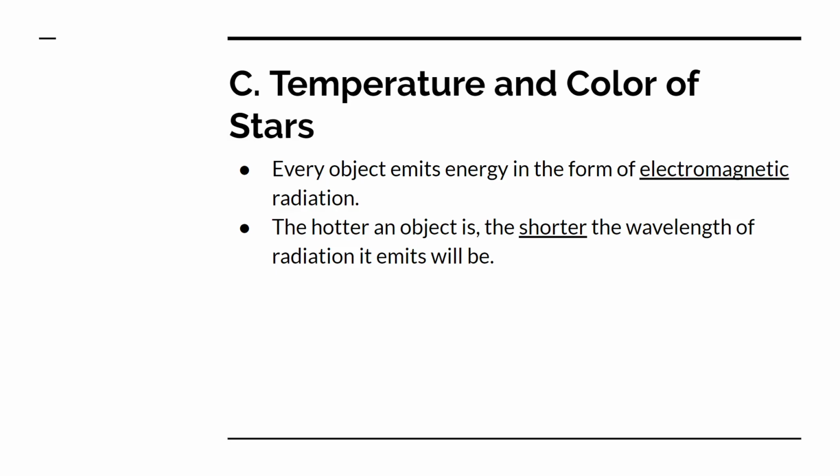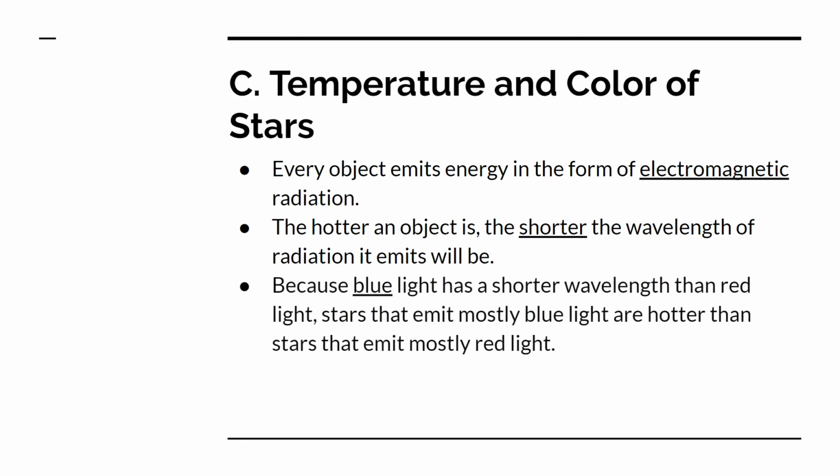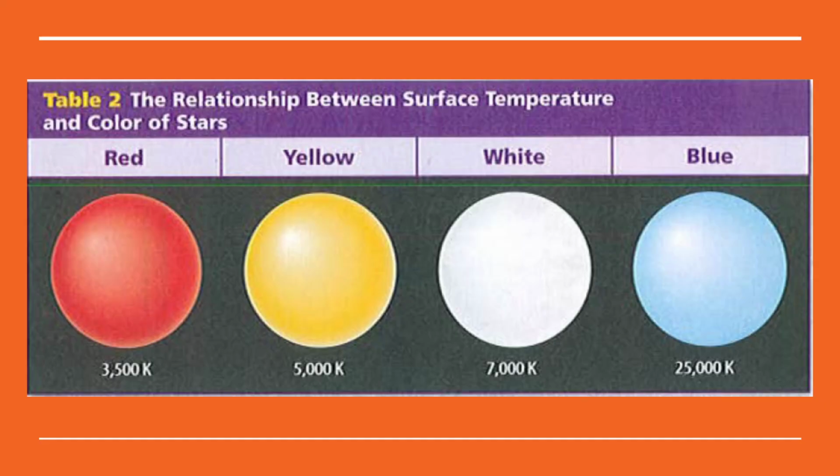The hotter an object is, the shorter the wavelength of radiation it emits will be. What that means is it's going to be bouncing around a lot faster. So the hotter an object is, the faster the light is bouncing around. You could think of it like that. Because blue light hops around a lot faster than red light, we know that stars that emit blue light are hotter than stars that emit red light.